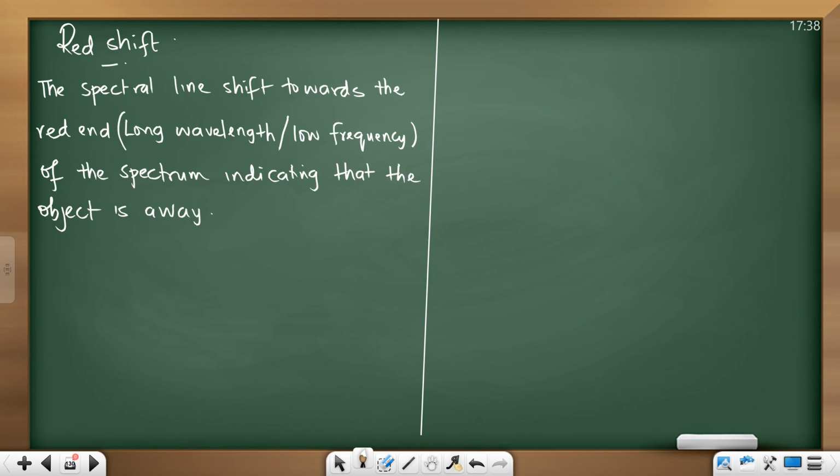So if the examiner asks you to draw a simple example of a red shift, I'll do this. And this is what they would ask you on Friday. This graph will be there.